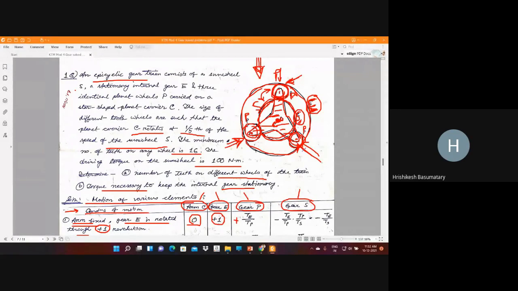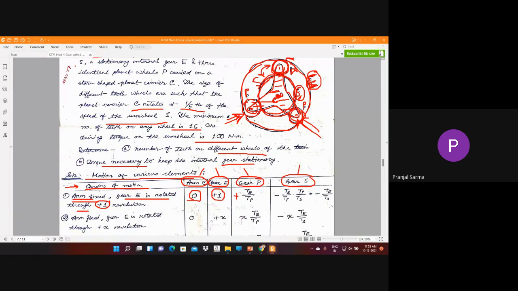If you don't know what happens in external meshing, then who can save you? Opposite direction. Okay, so whatever the sense of rotation for this particular planet wheel, we will get the opposite sense of rotation in this sun wheel. That means if previously this is positive, now we have to consider a negative sign.